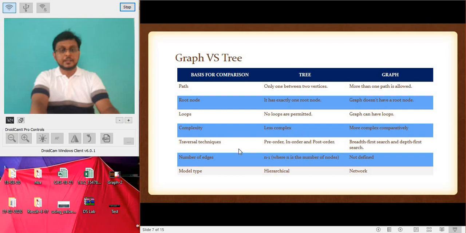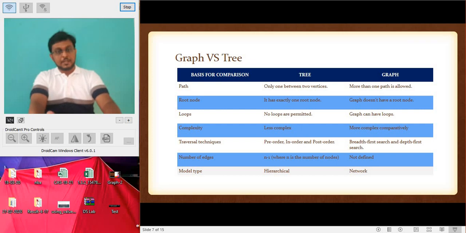And tree traversal techniques. In the case of trees, we have discussed in-order, pre-order, and post-order methods for tree traversal. In the same way, we have two different traversal methods in the case of graphs, called breadth first search and depth first search, that is BFS and DFS. So these are the different graph traversal techniques. That will be discussed in another video session in depth.